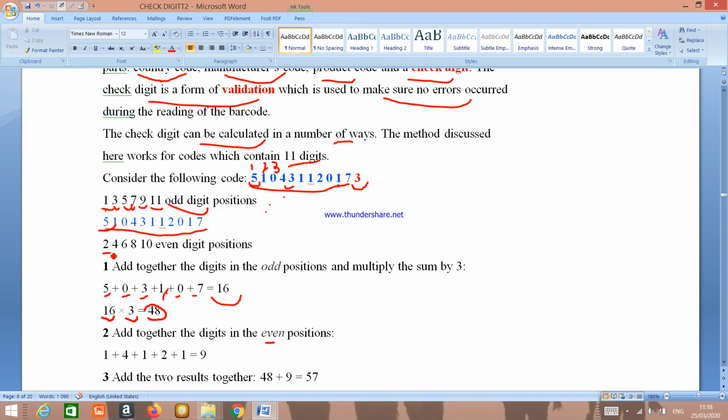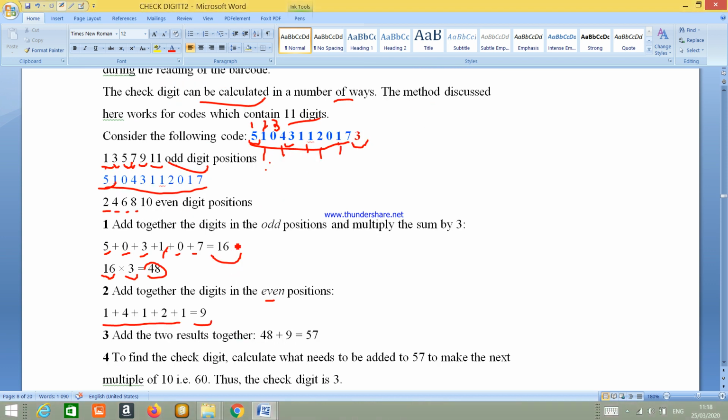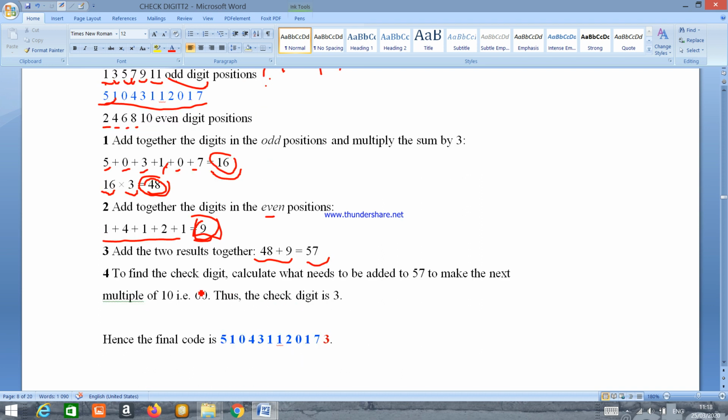Now, let's look at the even position. Even position means position 2, 4, 6, 8, and 10. What are the digits at the even position? Again, 1, 4, 1, 2, and 1. So we take the digits of the even position. The sum is 9. What we have to do now, take the 16 odd and the even 9. The odd is 48 and the even is 9. We add them together. We get a total of 57.